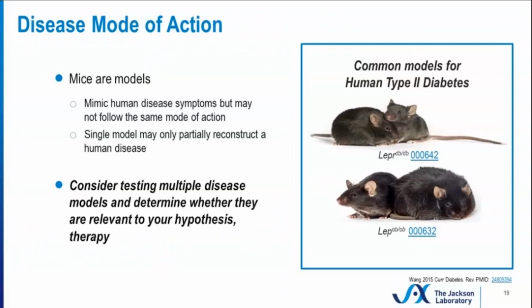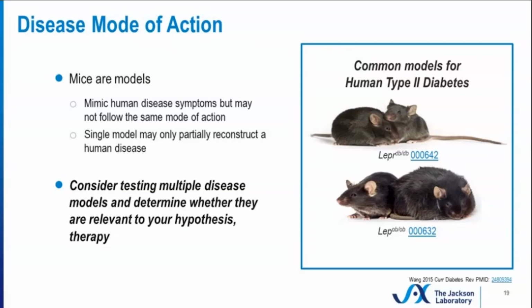Now, regarding the mode of action when it comes to a mouse model, it is important to consider that the relevance of the model is different to what the human disease etiology is. So mice are models. Mice will mimic human disease symptoms, but may not always necessarily follow the same mode of action. One model can only partially reconstruct a human disease.